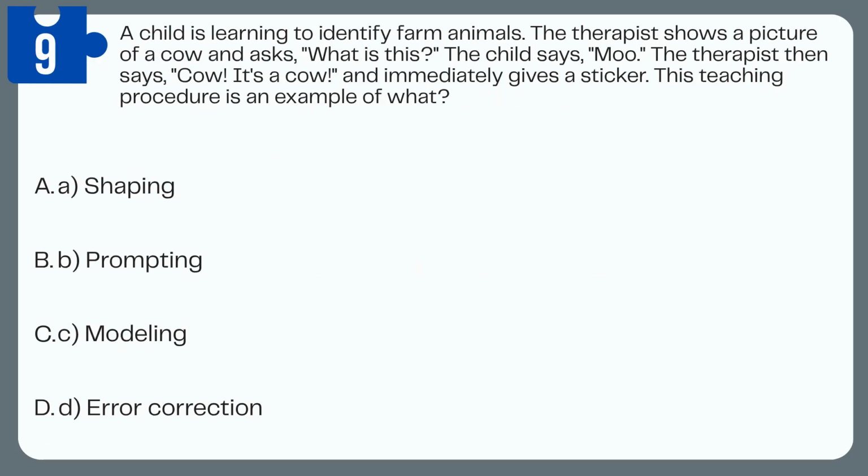Question 9. A child is learning to identify farm animals. The therapist shows a picture of a cow and asks, "What is this?" The child says, "Moo." The therapist then says, "Cow. It's a cow," and immediately gives a sticker. This teaching procedure is an example of what? A. Shaping. B. Prompting. C. Modeling. D. Error correction.